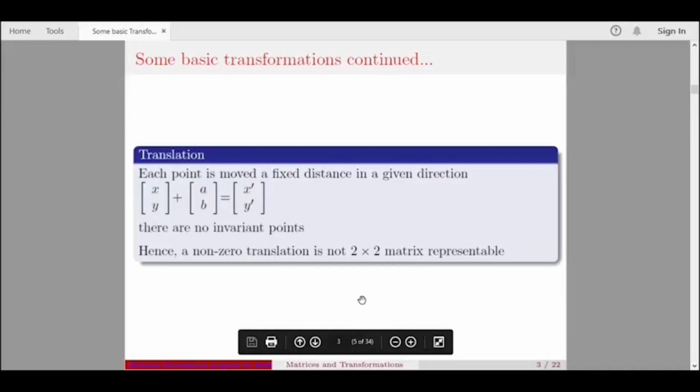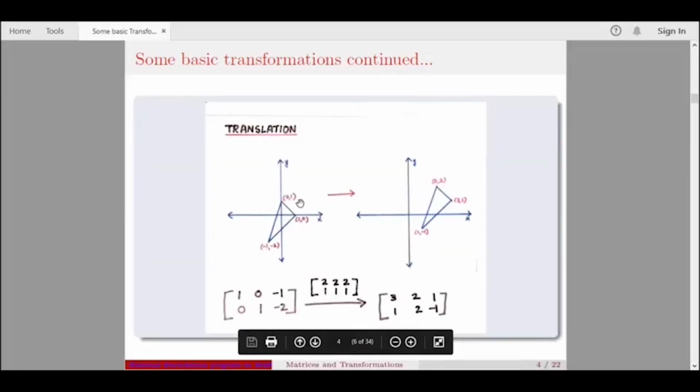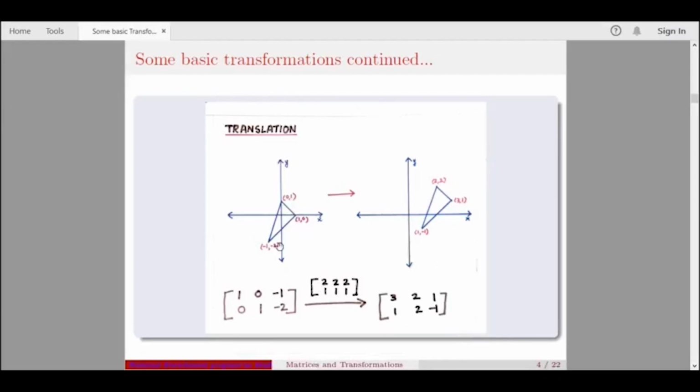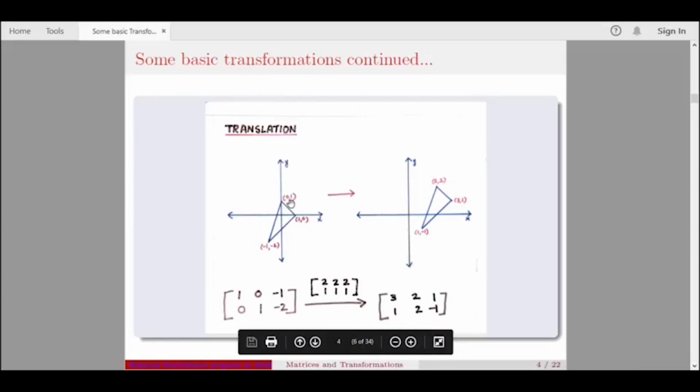Now you see the figure. Here you have the first vector, our pre-image, (1, 0). So (1, 0) is this point. The second point (0, 1) is written as a second column, and (-1, -2) is written as a third column. The vector (a, b) which we are adding here is (2, 1). So we are adding this vector (2, 1).